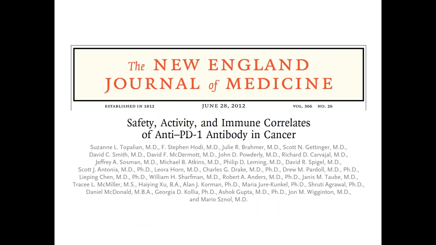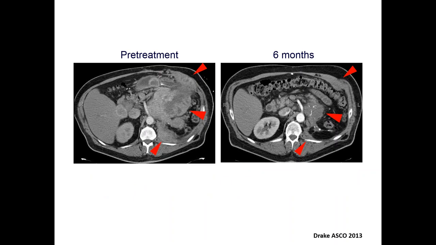Shortly after, in 2012, Dr. Topalian and Dr. Pardoll and Dr. Sznol and their group looked at anti-PD-1, and they showed that when you gave anti-PD-1, patients with many different solid tumors, lung cancers, kidney cancer, and melanoma all had responses. What was really impressive was that patients with very large tumors started to have responses. Their tumors actually started shrinking, as you can see in the next slide here. And this is a patient with kidney cancer.